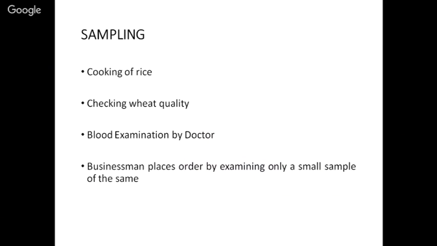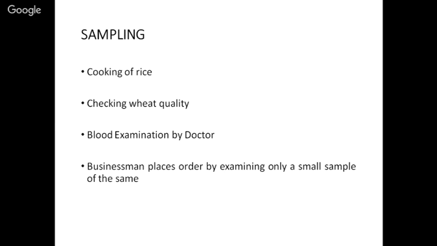A housewife examines only 2 or 3 grains of the boiling rice to know whether the pot is ready or not. Another example of sampling from our daily life is when the farmer is checking the quality of the wheat. He just takes out a handful of the grains and ascertains the quality of the entire lot of the wheat. This is again an example of a sampling process that is used in our daily life.